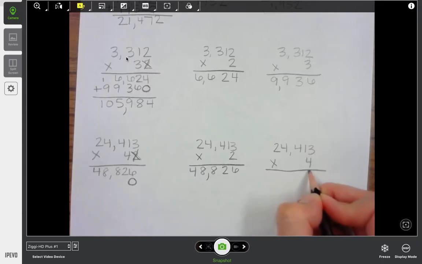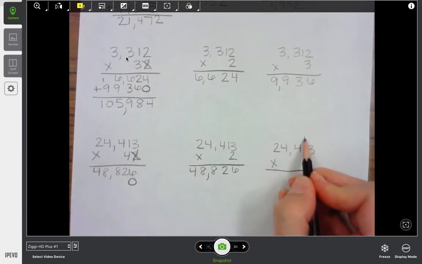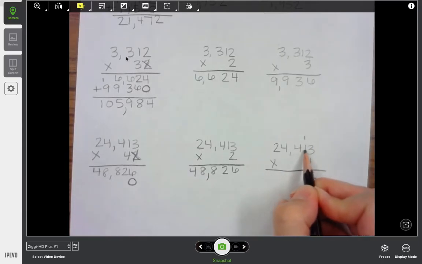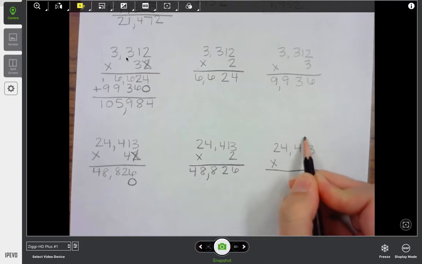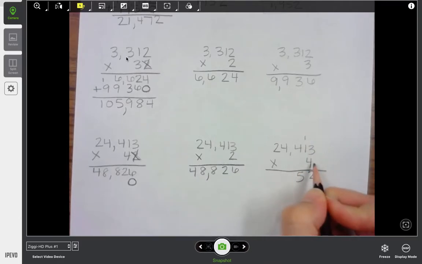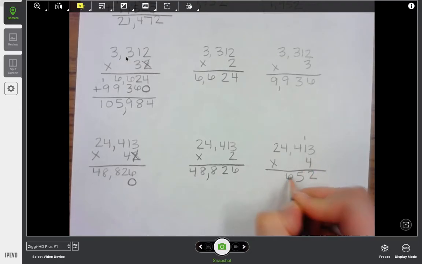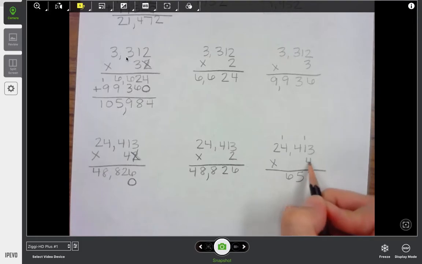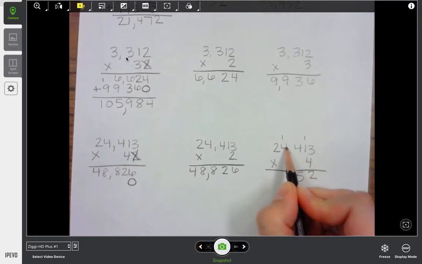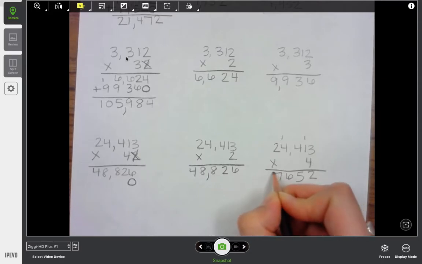4 times 3 is 12. I'm going to carry my 1. 4 times 1 is 4, plus 1 is 5. 4 times 4 is 16, so I'm going to put a 6 here. I carry my 1. 4 times 4 here is still 16, but I've got to add my 1, so that's 17. I put my 7.